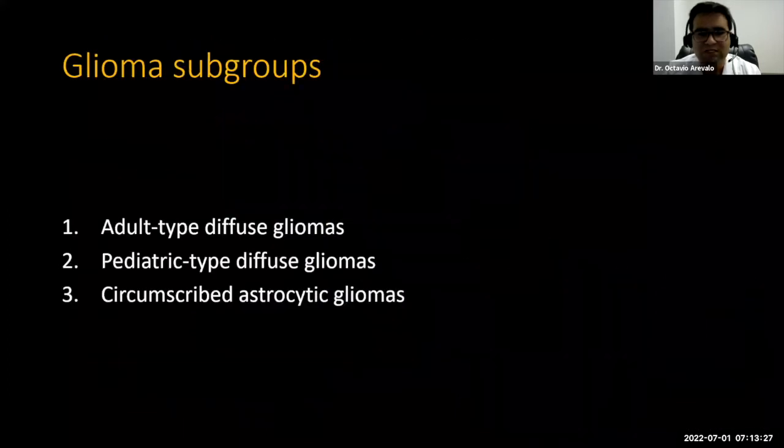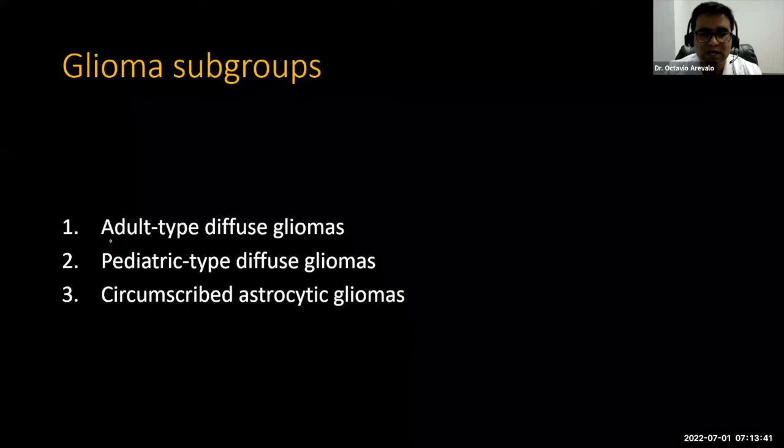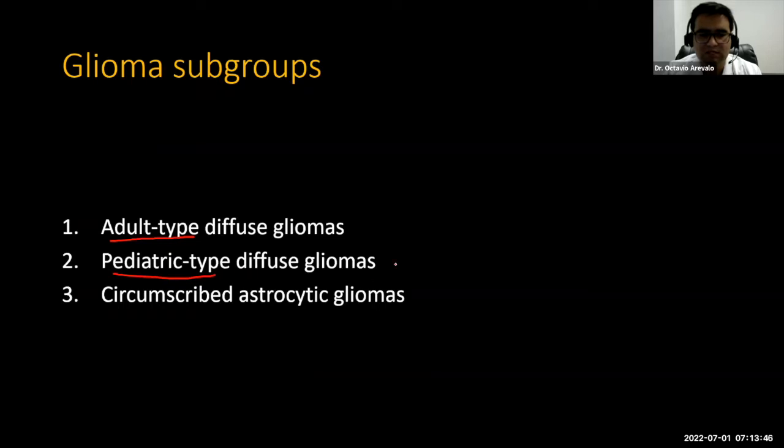So the new classification groups the gliomas in 4 groups. However, to make it easier to explain, I just group them in 3 groups. So this is the adult type diffuse gliomas, and the pediatric type diffuse gliomas. These can be classified into low grade and high grade. These are the four groups, and then the circumscribed astrocytic gliomas. So you can understand it in a 3 groups way. So I think it's easier.